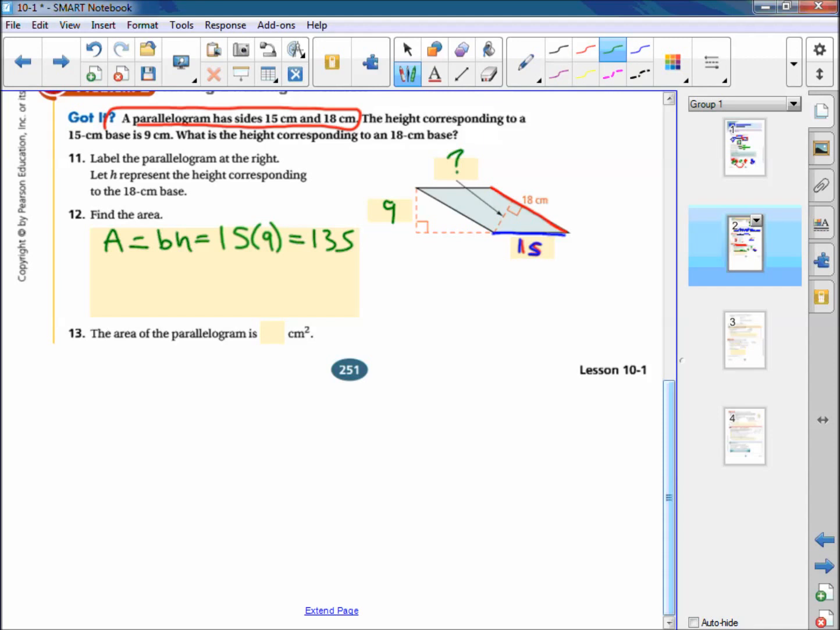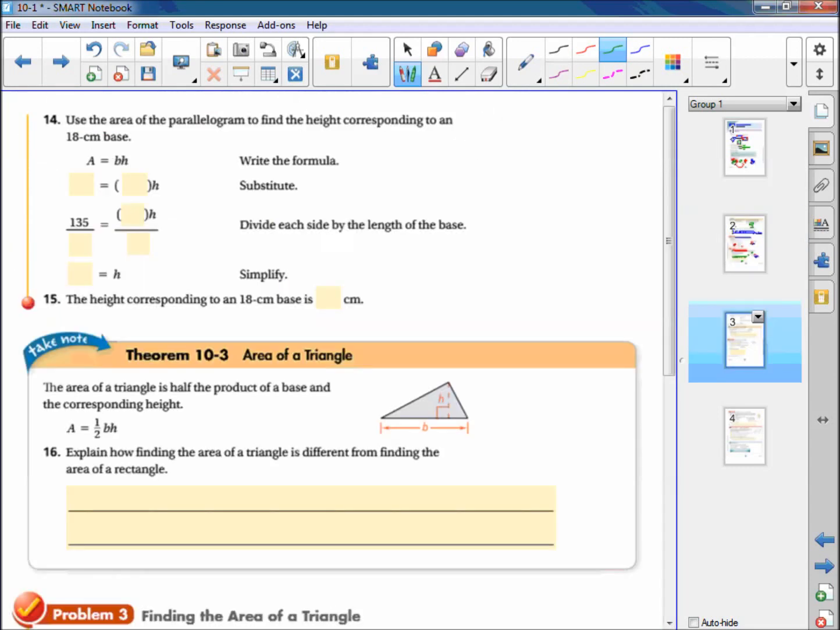So what is the height that corresponds with this? So we're not done yet. So the area of the parallelogram is 135. Okay, and if we flip to the next page, we have the rest of the questions to walk us through this. So since we know an area is 135, we also know that the other base was 18.